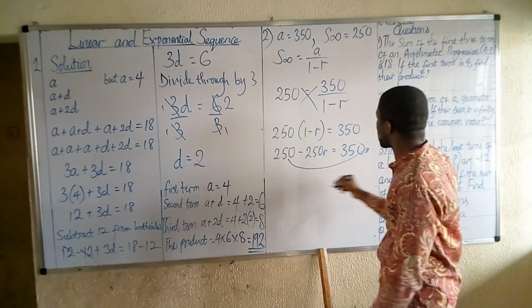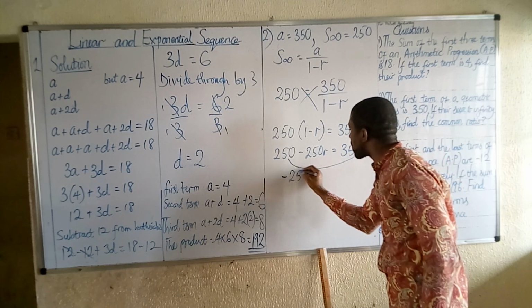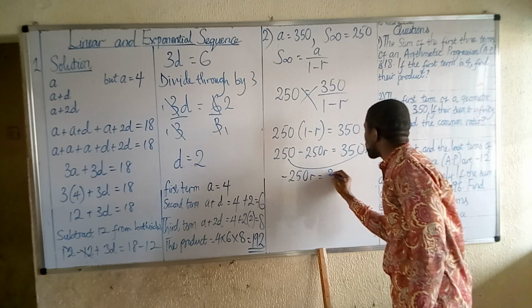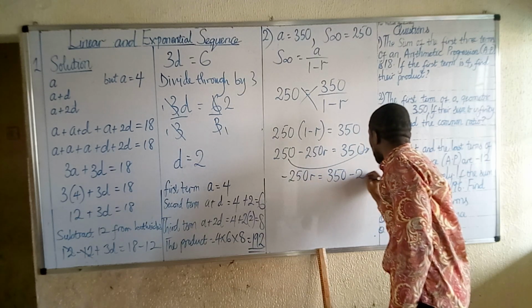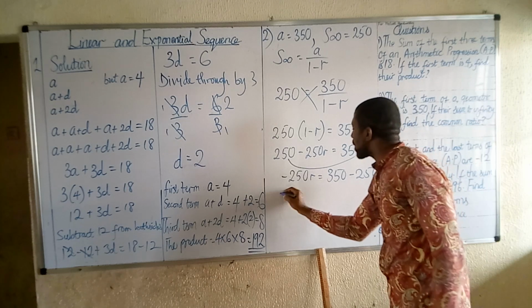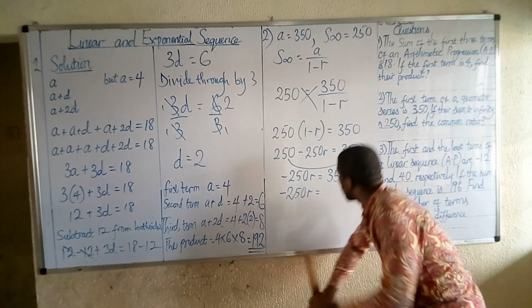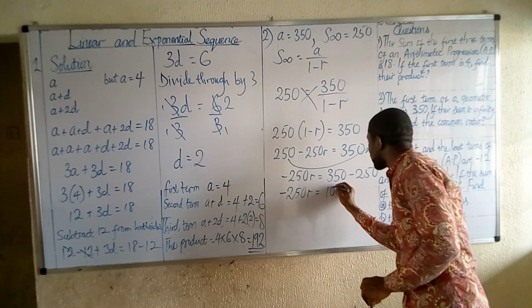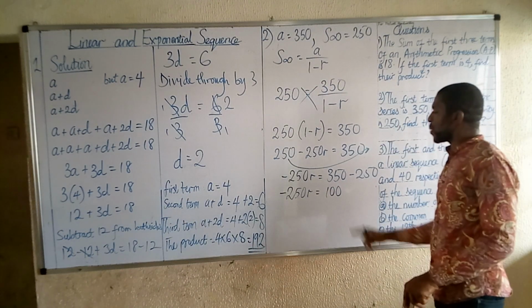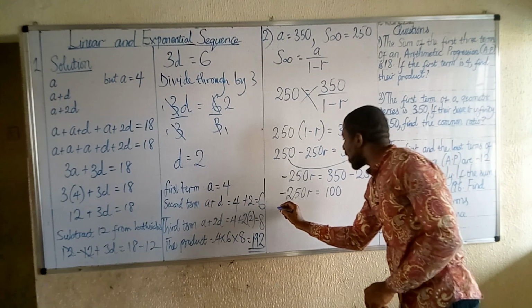So I'm going to subtract 250 from both sides. I transpose it, so it will now be negative 250r equal to 350 minus 250. So negative 250r equal to 100, because 350 minus 250 will give us 100. Divide both sides.